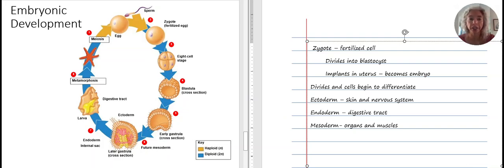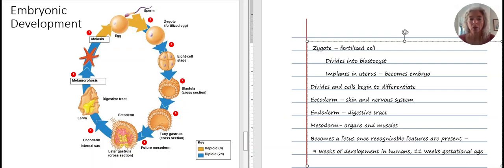Cells differentiate and development continues, and once recognizable features are developed, the embryo becomes a fetus. This is about week 9 in humans, which would be about 11 to 12 weeks gestational age, because pregnancy in humans is calculated from the last menstrual period, which would be about 4 weeks before your first missed period. After full development, the fetus will be born.